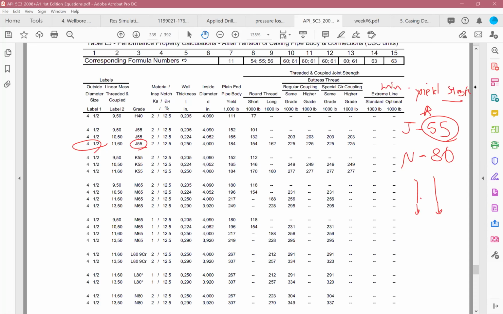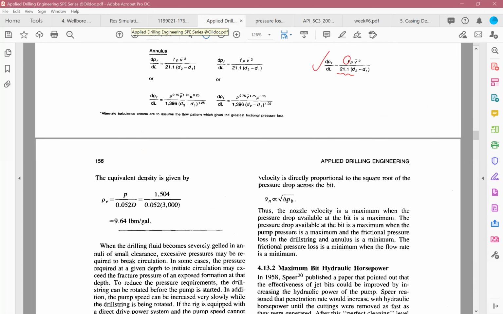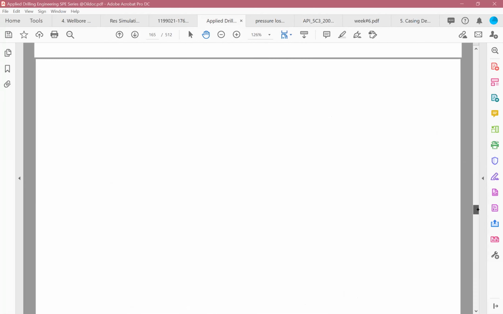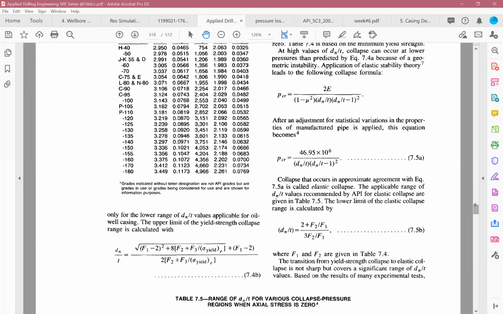So the minimum yield strength is the tensile stress that you apply to the casing so that you have a specific amount of elongation in the casing. That number is specified by API. I don't remember that number off the top of my head. Let me see if I can find it. It's in your book, again, chapter 7. If you go to chapter 7, let me see if I can find it here.